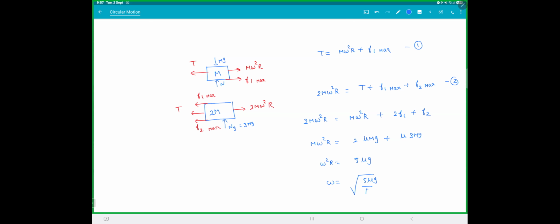This is your maximum, everyone. Anything more than this, the blocks will slide. See where it went wrong. Did you mess up your FBD? Did you write the forces wrong? Did you take N wrong? See where you messed up. The F2 will be mu into N2, that N2 will be 3 mg, the total weight of both the blocks.